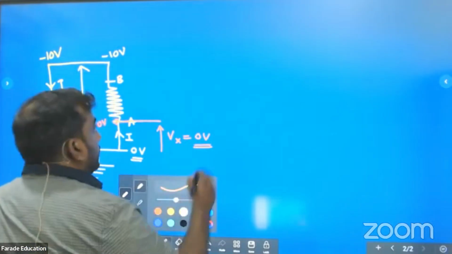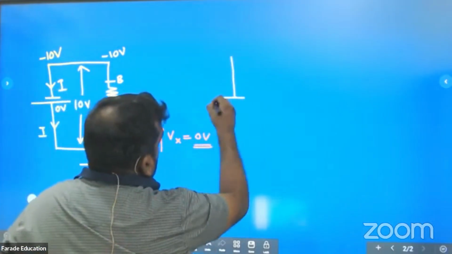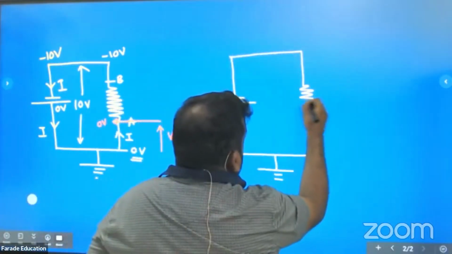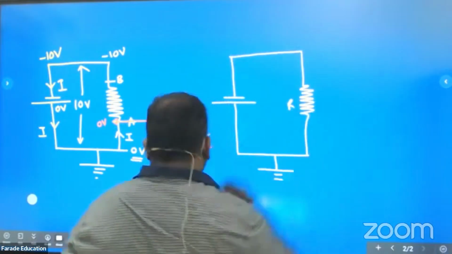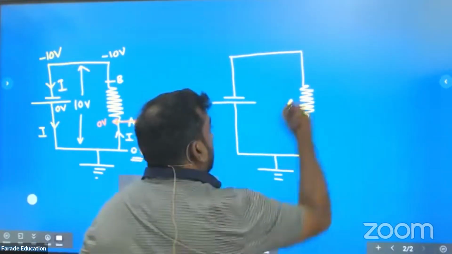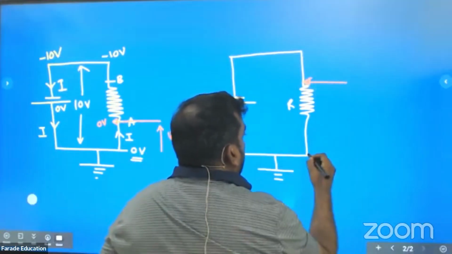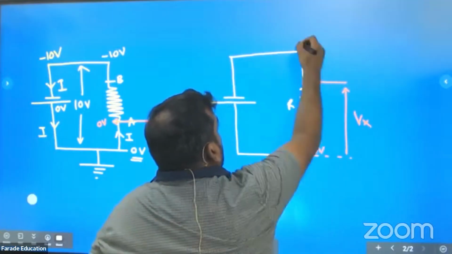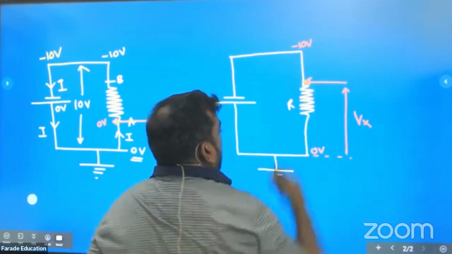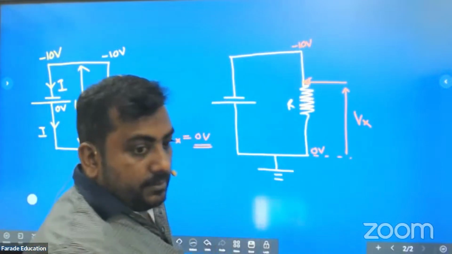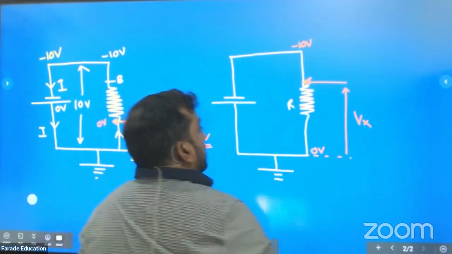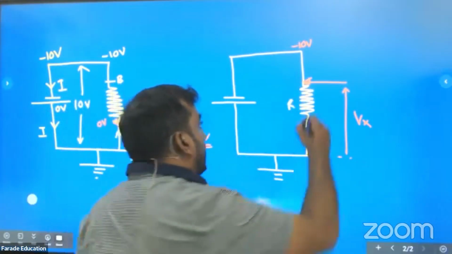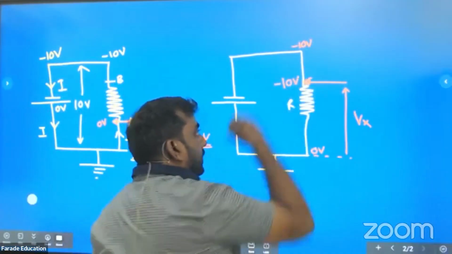Next one. Resistor is there. I keep the pointer here. What is the potential difference? Here 0 volt. Here you have minus 10 volt. So the potential difference here is minus 10 volt.